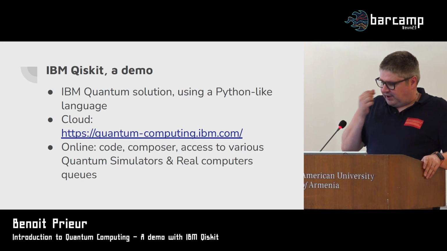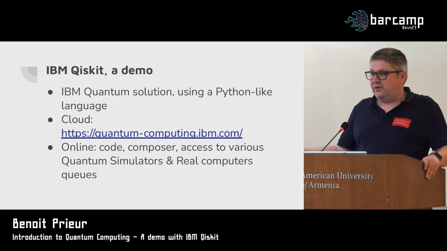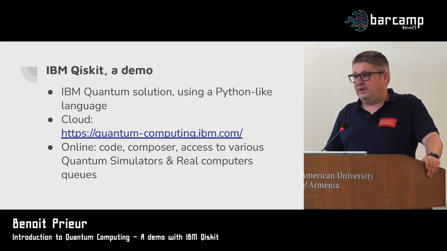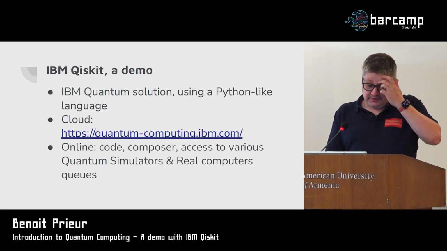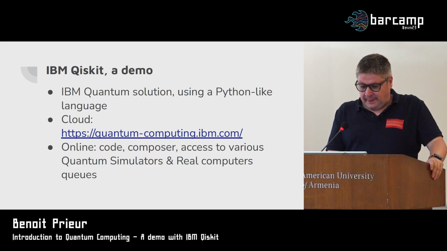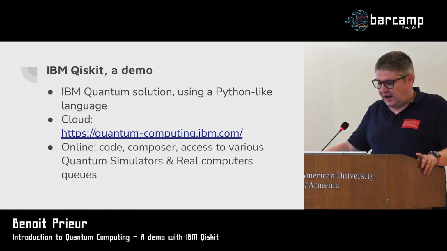IBM is really cool because you can do everything in the cloud. It's free, and you can access queues of a large number of simulators, but of real quantum machines too. You can do your algorithm and just send it to a real quantum computer, and you get your result a few minutes afterwards, as soon as it's your turn. It's an example with IBM Qiskit.